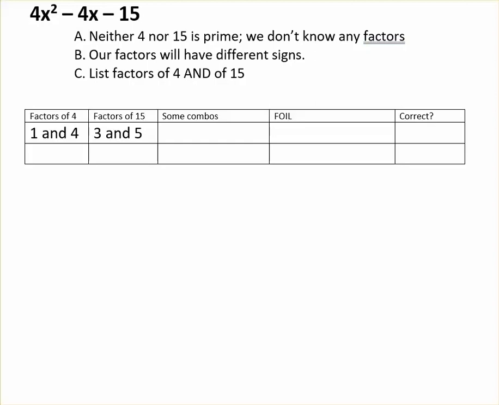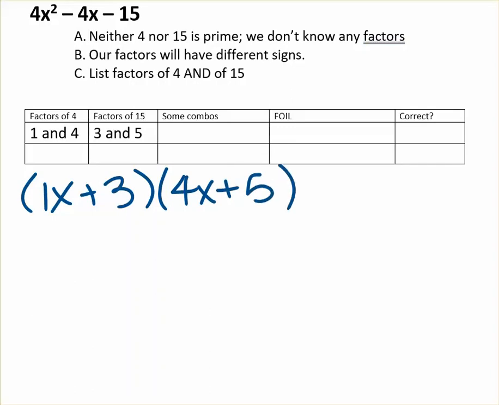So I'm going to start using the factors of 4 as 1 and 4, and then the factors of 15 would be 3 and 5. Okay, so I'm just making my first guess. So 1x plus 3 and 4x plus 5. Okay, so I know the first is going to give me 4x squared, and the last is going to give me, oh, I need negative 15. So I'm going to have to make one of those negative. So let's make this a minus 5. And then I'm going to do the outer and inner to see if I'm going to end up with negative 4. So 1x and negative 5 is negative 5x plus 3 times 4 is 12x. Okay, this gives me negative 7x.